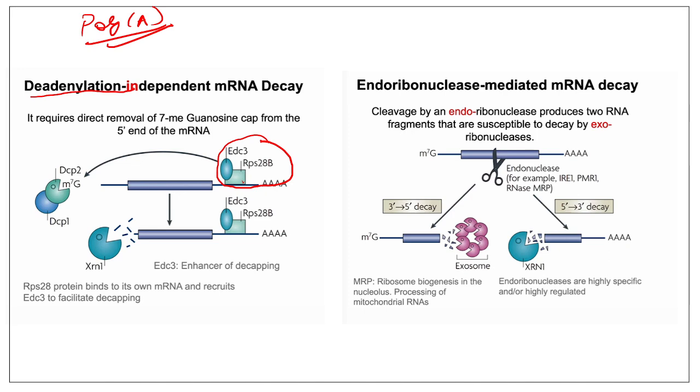The end thing is that the decapping machinery should come at the 5' end. Whether it is coming because of the removal of the poly A tails, or because some other proteins are coming and binding at the 3' site, that is a different story. The important point is that this decapping machinery should come and bind at the 5' end. That is what is important.